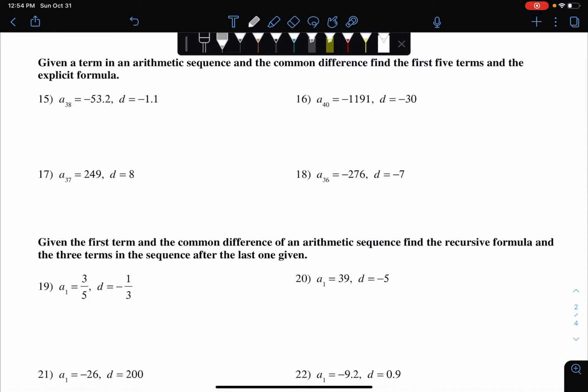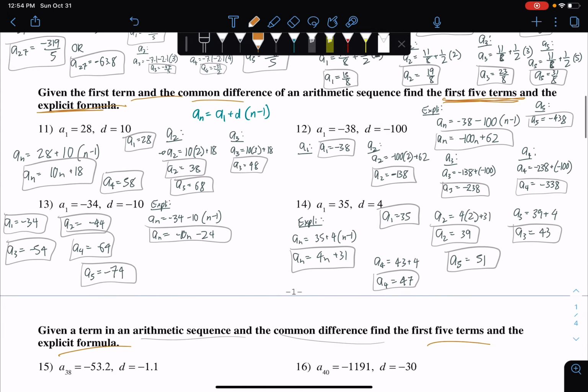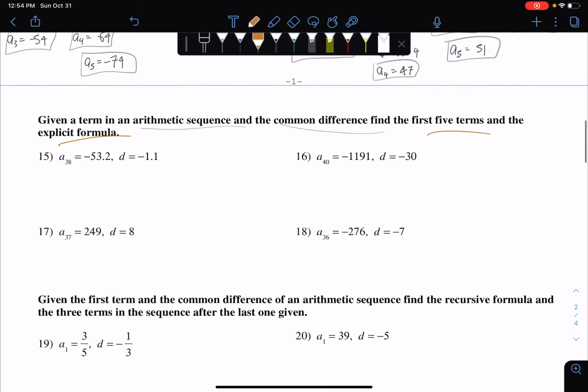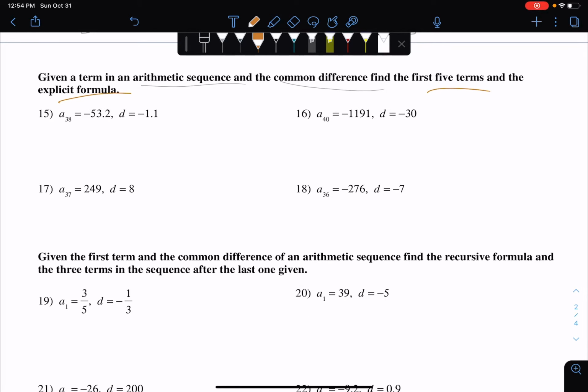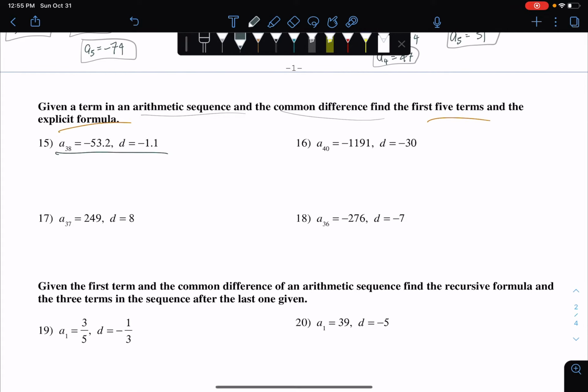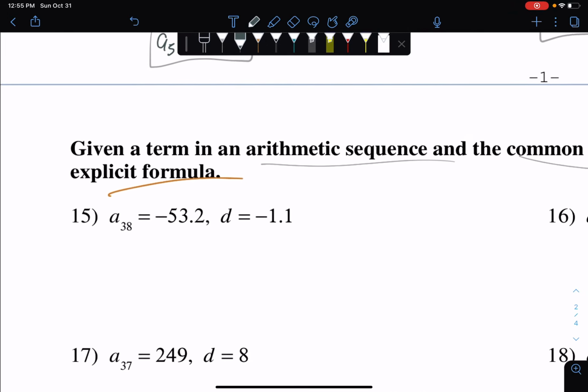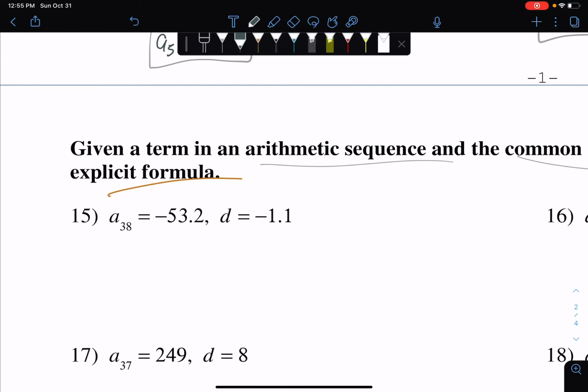Given a term in an arithmetic sequence and the common difference, find the first 5 terms and the explicit formula. It's the same instruction as the earlier one, but in this case, we have a different given. We still have the common difference, but this time, we have a sub n, not a sub 1. We cannot solve the explicit formula without a sub 1, but we can find a sub 1 with the given a sub n and the common difference. So, first we have to find a sub 1.